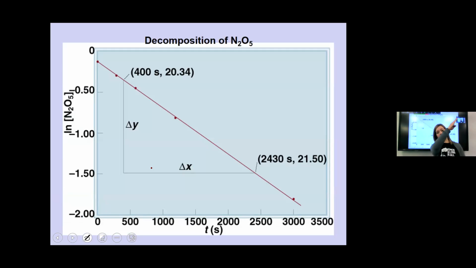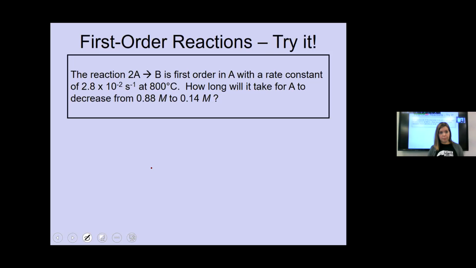You can see that that line looks nice and straight, and it's the natural log of the concentration. So that tells us it is first order. All right, so now we're going to do a quick calculation. So we have this reaction here. They give us the value of K at 800 degrees Celsius, because K will change when temperature changes. So we can only use this K as long as the temperature stays at 800 degrees Celsius.